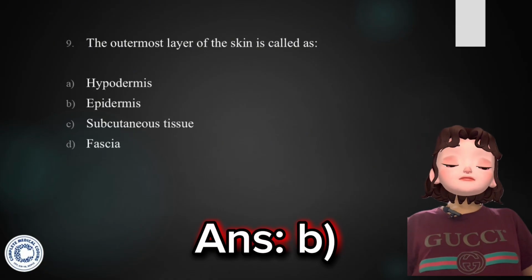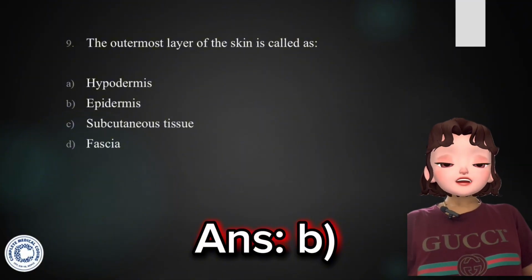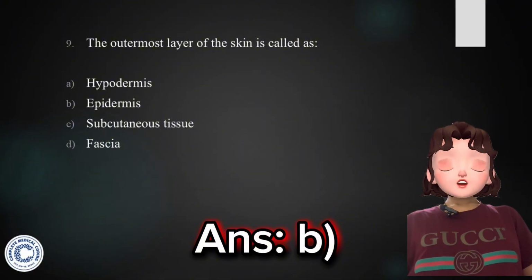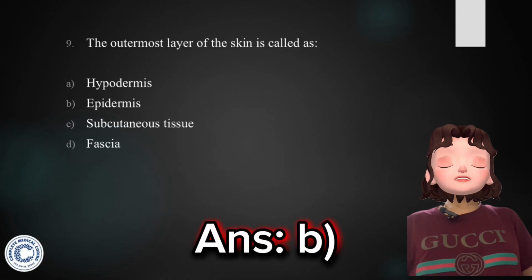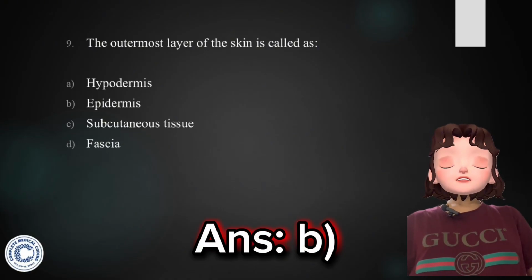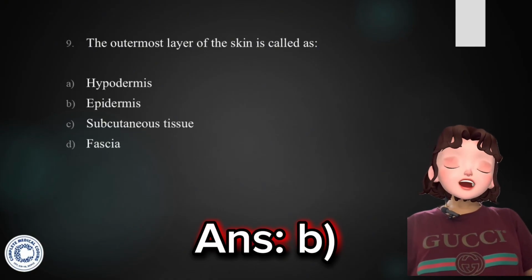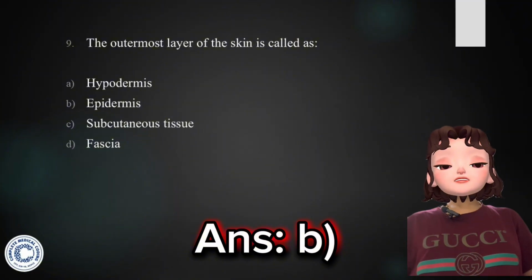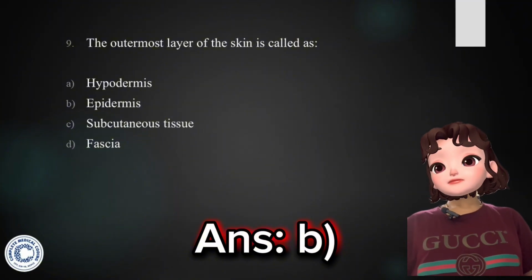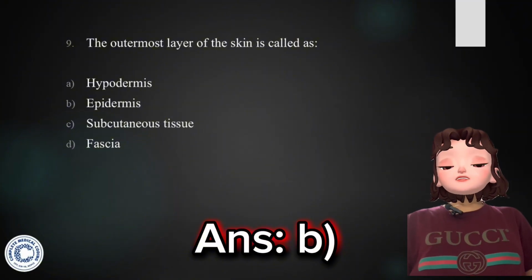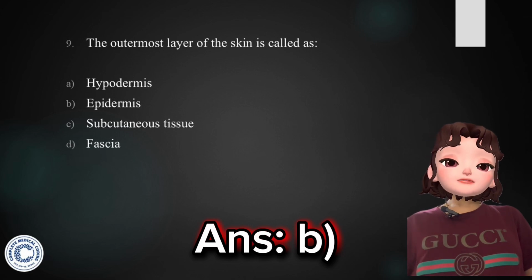I had already covered the anatomy of the integumentary system. Those who are new to my channel, you can check my old videos. I had taken it chapter wise, and in that all the layers of the skin are mentioned. You can learn it from there. So the outermost layer of the skin is called epidermis.